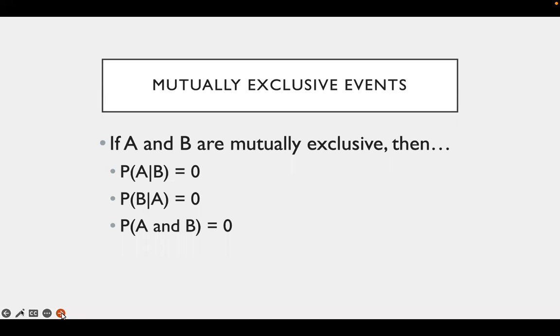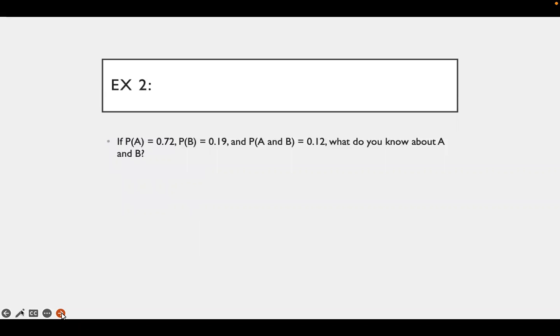If A and B are mutually exclusive, then the probability of A given B is 0, the probability of B given A is 0, and the probability of A and B is 0. Because, right, mutually exclusive means they share no common elements. So all of these items would be 0. So let's go to example 2.